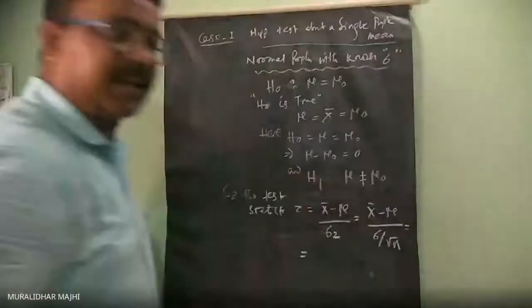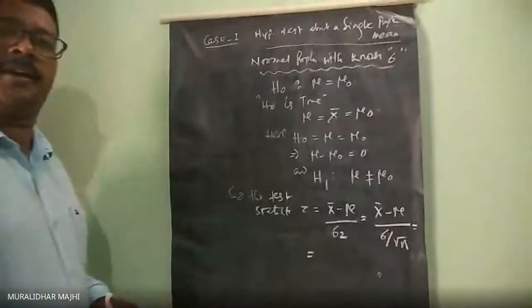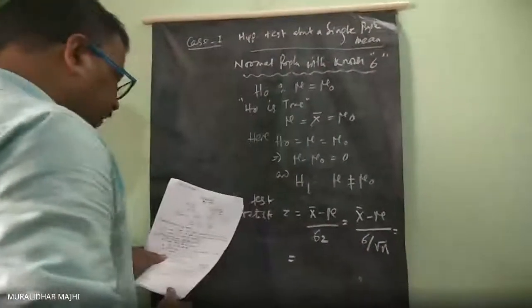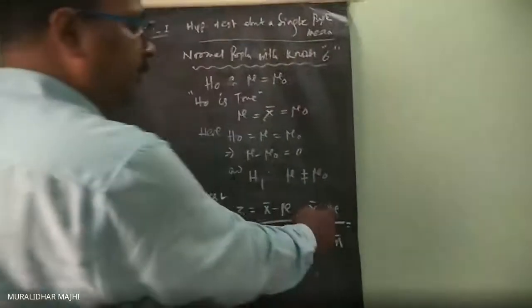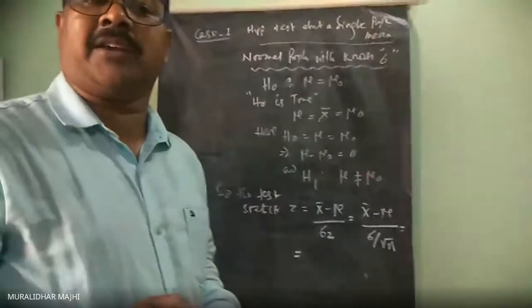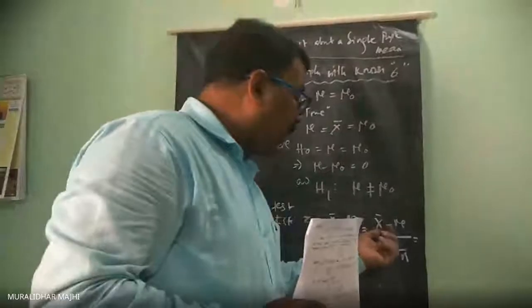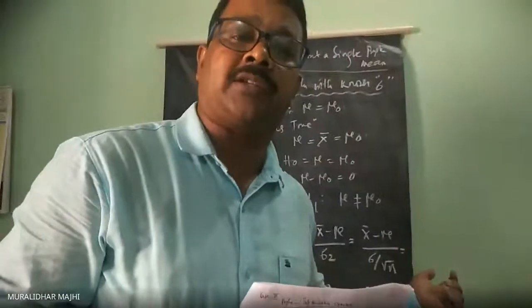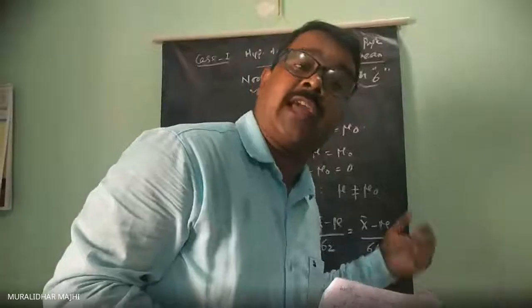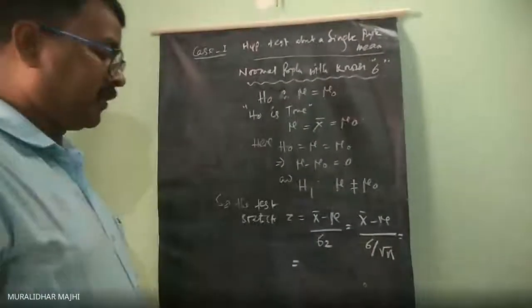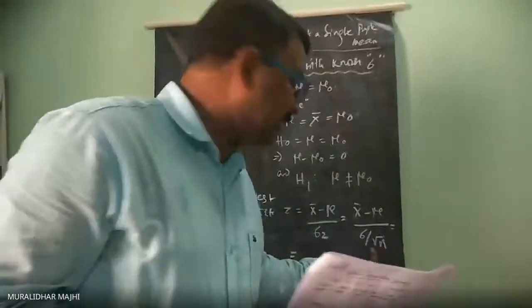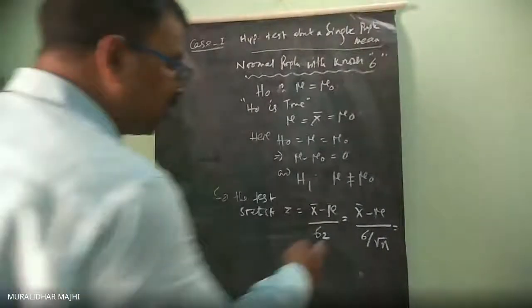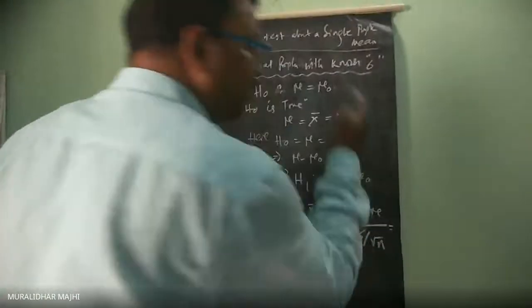What is the numerator saying? What is the denominator saying here? The numerator is saying how far the sample mean is different from the population mean in absolute sense. Are you getting my point, dear students? And the denominator is about standardization by root over n. This means that it is the standard error of the mean.